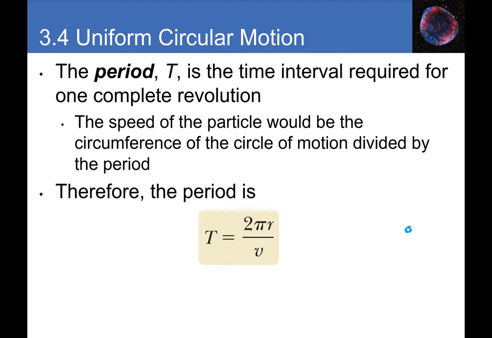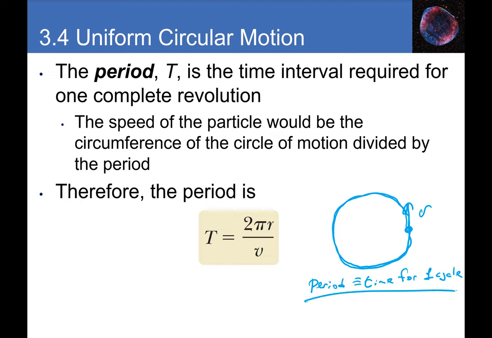Because for example, if the object is here moving, but then it goes around in a circle and then comes back to the same position, right? Then in a way you can see it completed one cycle or one rotation. So how long did it take to go around and come back here? That time for one cycle is defined as period. We use capital T for that. So it's the time interval required for one complete revolution or one cycle.